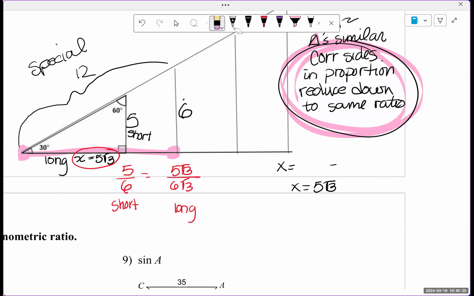Okay. Let's do a question. The long leg is always like the short leg multiplied by that. Yes.